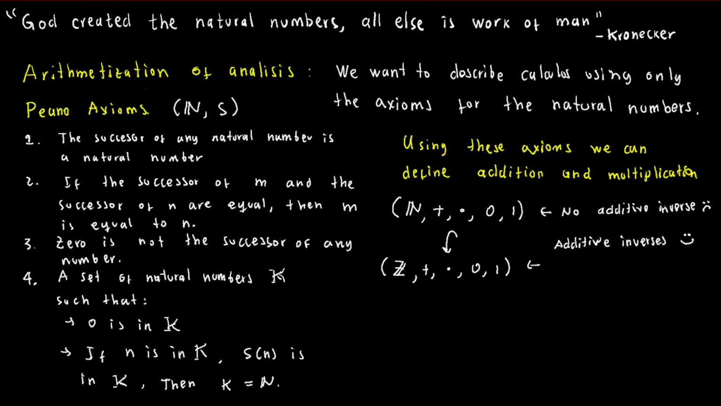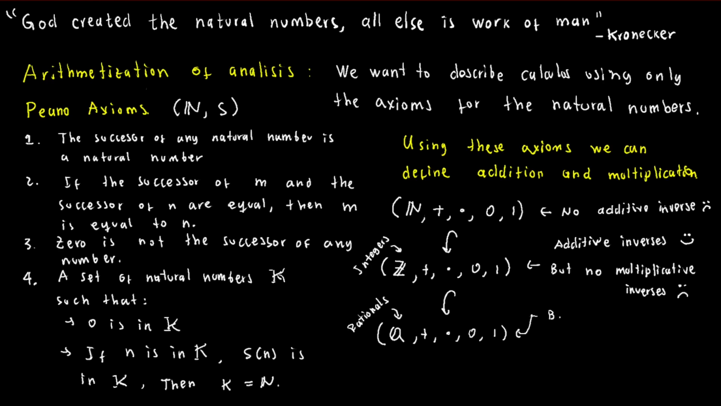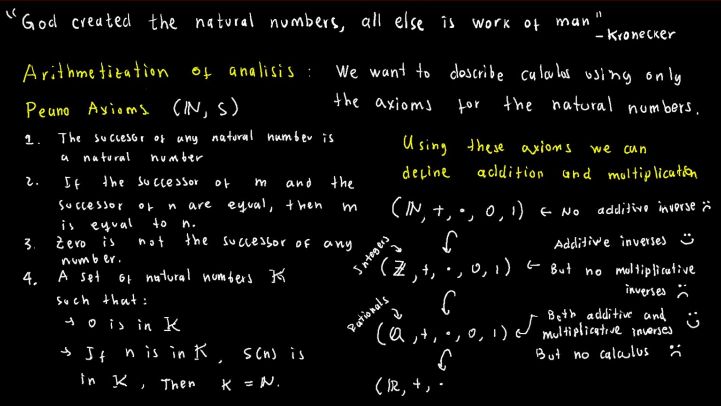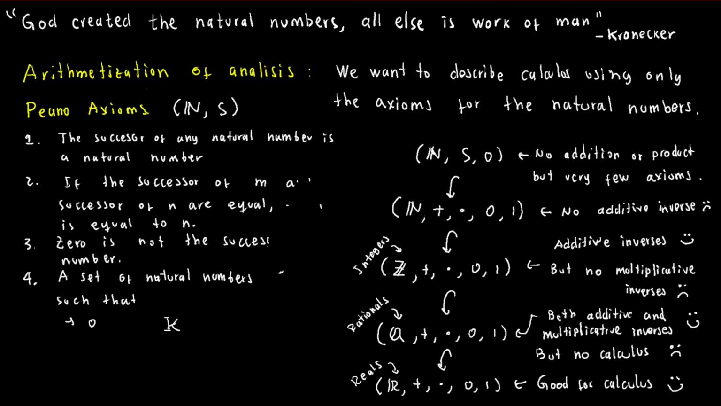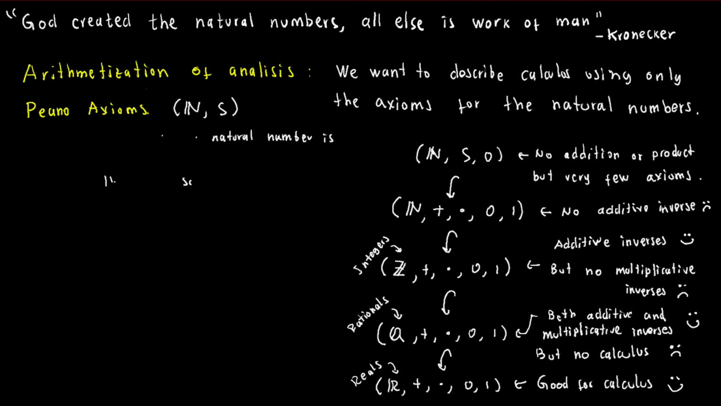From there, the rational numbers are constructed as an extension of the integers in which every non-zero number has a multiplicative inverse. Finally, the real numbers are constructed as a completion of the rational numbers, allowing for the concepts of continuity and limits that are fundamental to calculus. Constructing each number system by building on the previous one offers the advantage of reducing the number of axioms needed.